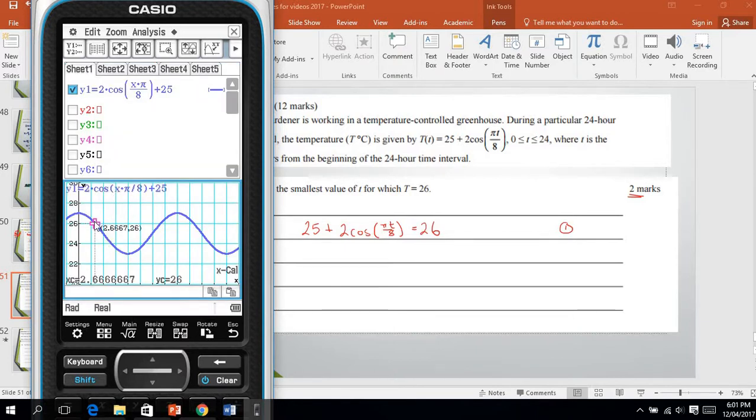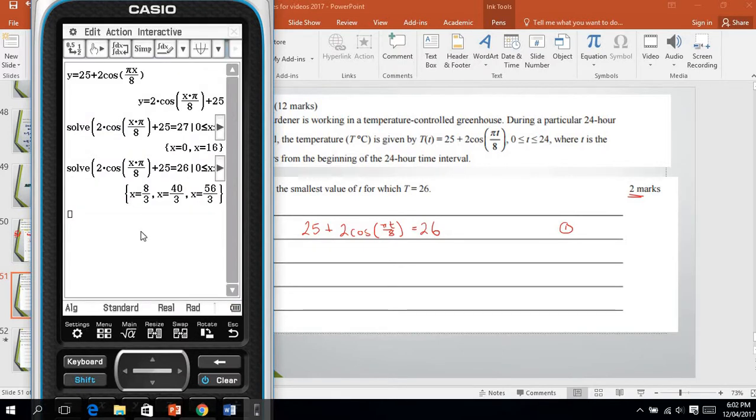And it will do this. The problem is it gives a value as a decimal, okay? 2.66 or 2.7 or however you round it, that is not exact. We must always give our answers as exact unless told otherwise. That's why when we're solving equations, while the graph can be useful to see what's going on, I strongly recommend you solve equations in the main menu, okay?